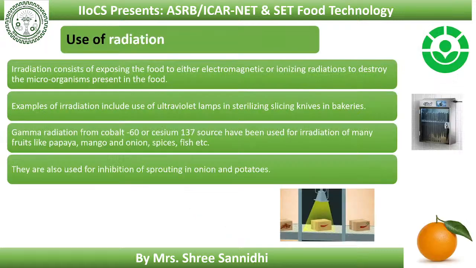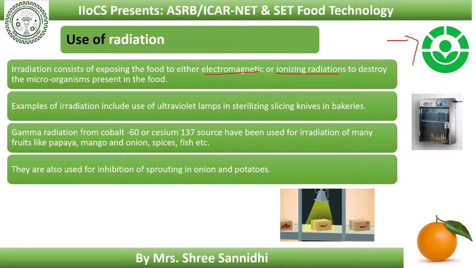Next is the use of radiation for killing microorganisms. Irradiation consists of exposing the food to either electromagnetic or ionizing radiations to destroy the microorganisms present in the food. So this symbol you can see on irradiated foods. Irradiated foods will have this symbol.